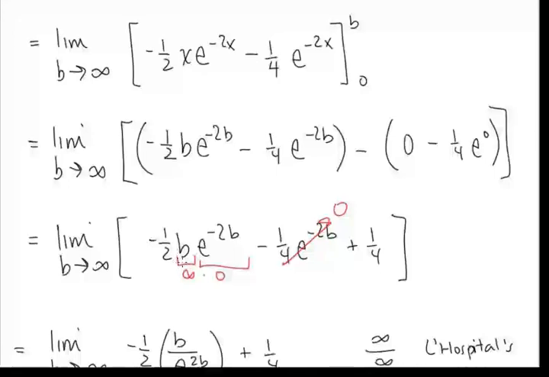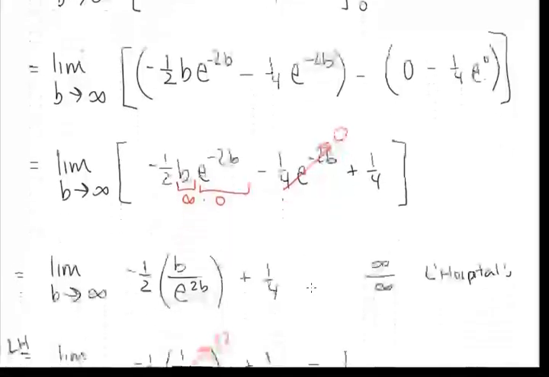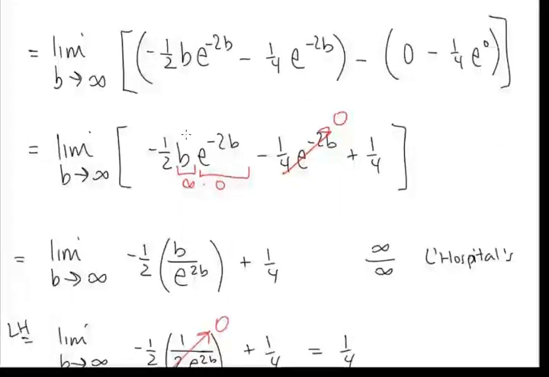Here we have b going to infinity, but e to the negative 2b goes to 0 as b goes to infinity. So we have an infinity times 0. We're going to have to use L'Hopital's rule here. Also, as b goes to infinity, e to the negative 2b goes to 0, so this term goes away. So we've got this one going to 0, we've got a plus 1/4. So we need to figure out what this limit is. And when we want to solve a limit that's infinity times 0, we want to rewrite it so that we can use L'Hopital's rule. It needs to be infinity over infinity or 0 over 0.